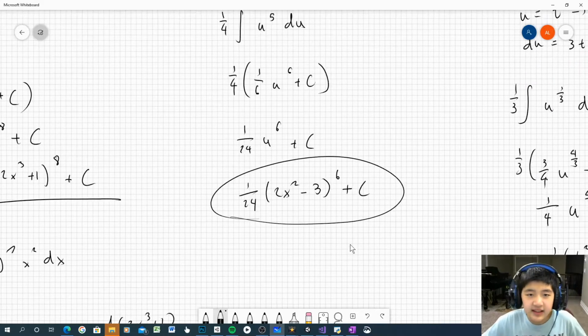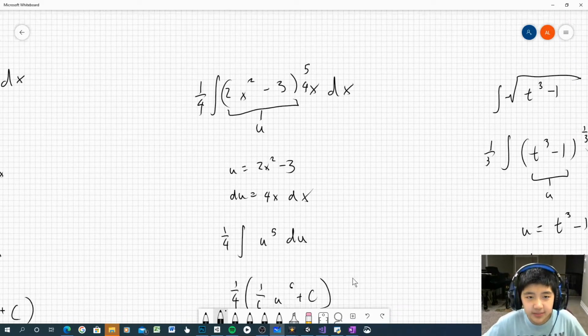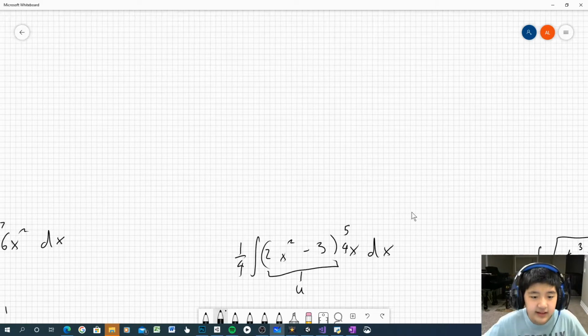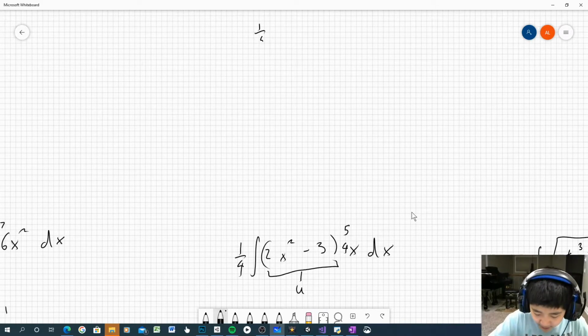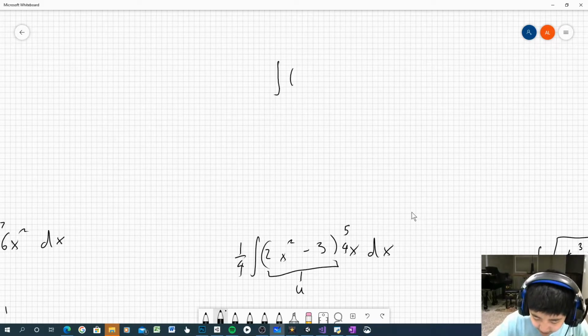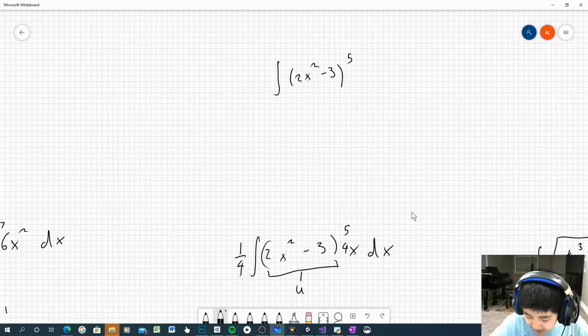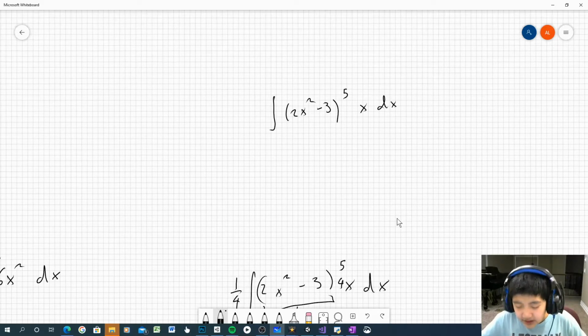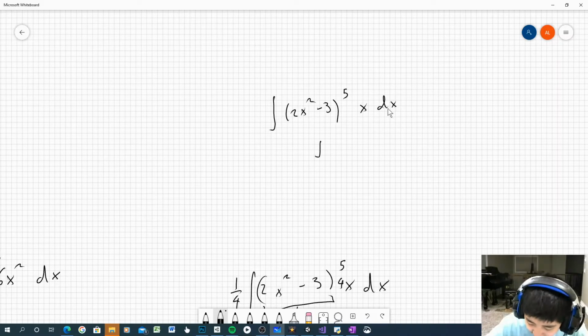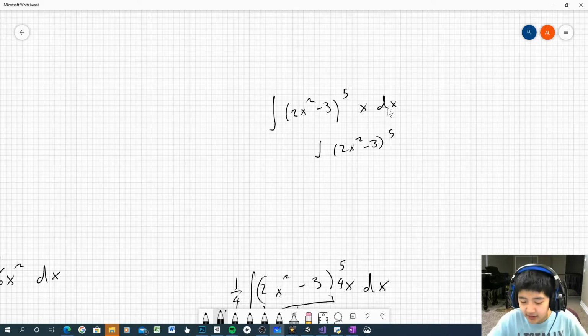And just one more practice over here. Here, the problem we are faced with is 1 over 4, whoops, it would actually be the integral of (2x² − 3) to the power of 5 times x dx. Alright, so we know that we can put this over here, except we just take the integral of it. So we get (2x² − 3) to the power of 5. What's the integral of x? Well, it's 1 over 2 times x to the power of 2.